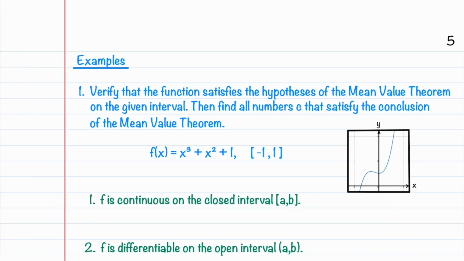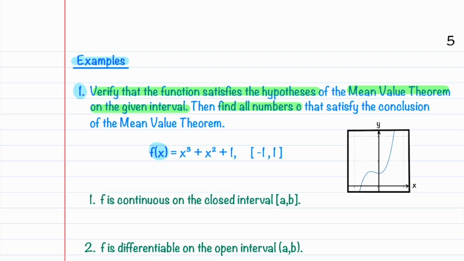We are going to walk through some examples that require the use of the mean value theorem. Let's look at our first example. We are asked to verify that the function satisfies the hypotheses of the mean value theorem on the given interval. Then we are asked to find all numbers c that satisfy the conclusion of the mean value theorem. The function f of x that we're given is x cubed plus x squared plus 1, and the closed interval is from -1 to 1.